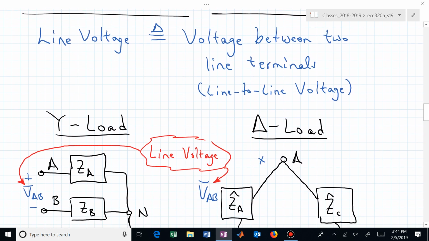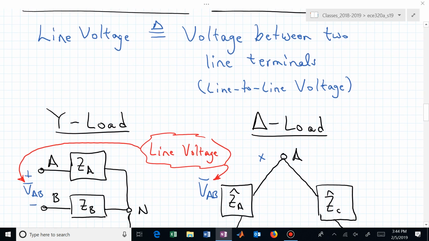Now let me confuse you. Here's, oh, and look, I'm using that symbol again. So I'm defining the line voltage. That's the voltage between two line terminals, and that's really transmission line to transmission line voltage.